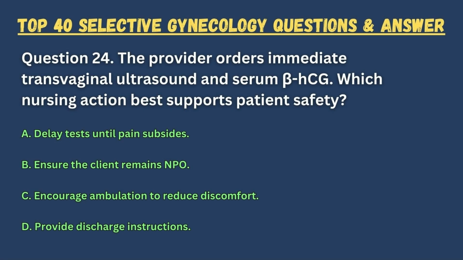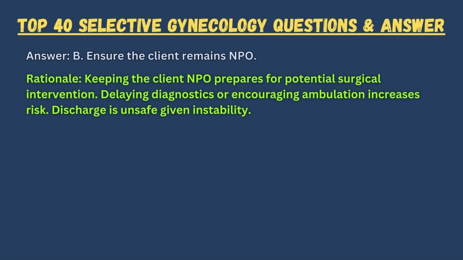Question 24. The provider orders immediate transvaginal ultrasound and serum beta-HCG. Which nursing action best supports patient safety? A. Delay tests until pain subsides. B. Ensure the client remains NPO. C. Encourage ambulation to reduce discomfort. D. Provide discharge instructions. Answer: B.